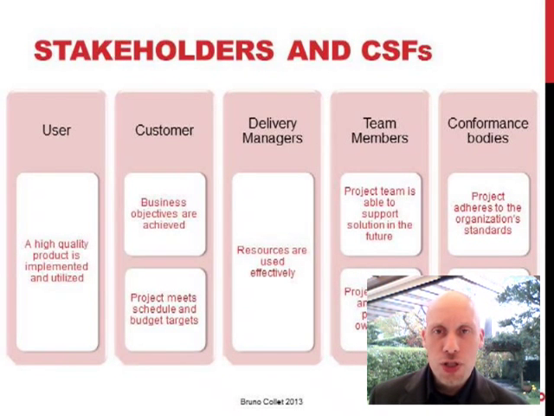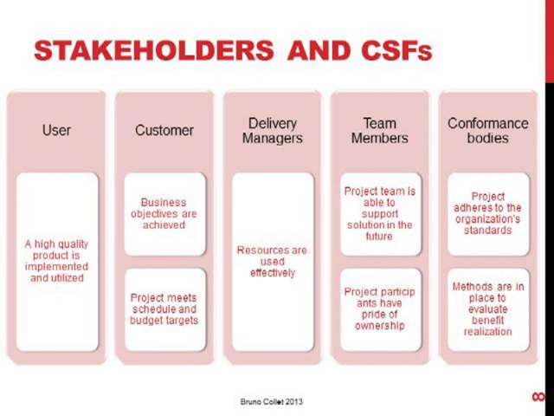I will make my image disappear so that you can see the diagram more clearly. Okay, this way. So here we show 5 groups of stakeholders: user, customer, delivery managers, team members, and the conformance bodies. So you notice that we did our homework properly. We looked all around the projects and identified all kinds of stakeholders, not just customer or sponsor, for example.